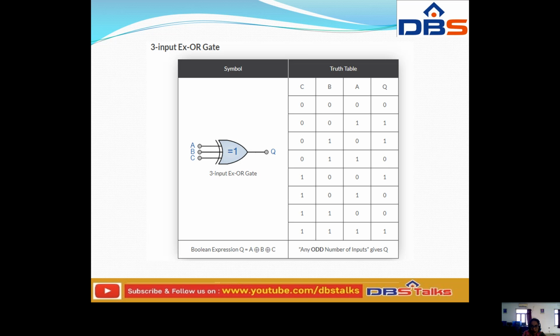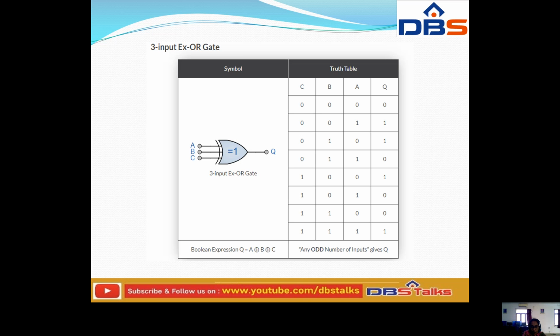If the value of A is 0, the value of B is 0, the value of C is 1, then the output will become 1. If the value of A is 1, the value of B is 0, the value of C is 1, then the output will become 0. If the value of A is 0, the value of B is 1, the value of C is 1, then the output will become 0.